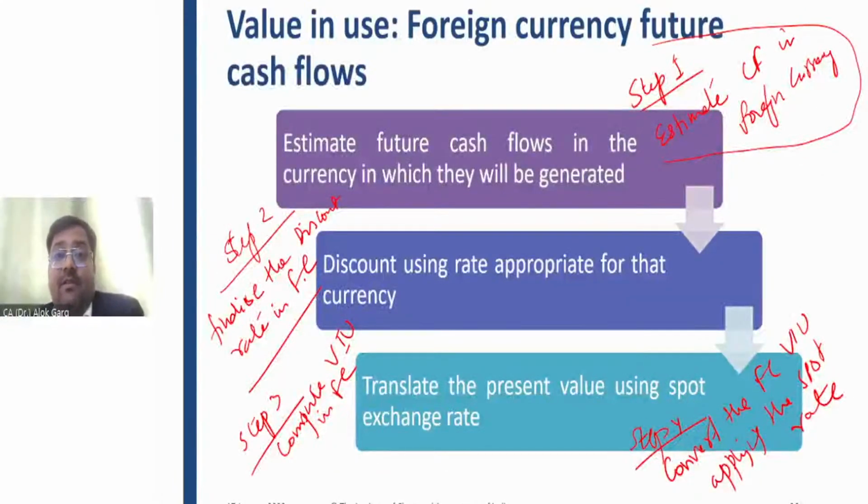Then we have discussed the foreign currency future cash flows. So if your asset is located outside India, how to compute the value in use or how to compute the fair value less cost to sell in Indian currency. We have discussed first, you need to compute the cash flow in the foreign currency only. You have to compute the discount rate in the foreign territory only. You have to compute the value in use in the foreign currency only. Since you are doing the calculations today, you have to convert at today's rate, that foreign currency multiplied by today's exchange rate should be your INR amount, right?